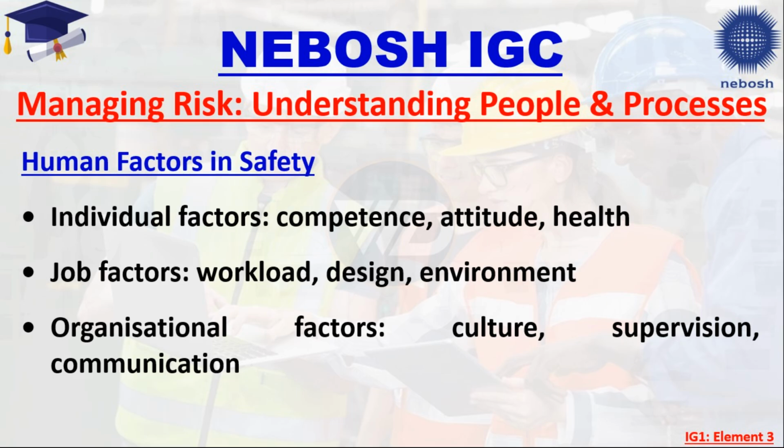7. Human factors in safety. Human factors are all the elements that influence how people behave at work. Individual factors include competence, whether the person has the skills and knowledge for the task, as well as their attitude and health. Job factors include workload, job design, and the physical environment, such as lighting or noise. Organizational factors include the overall safety culture, quality of supervision, and clarity of communication. If any of these are weak, they can increase the chance of mistakes, rule breaking, or unsafe acts.